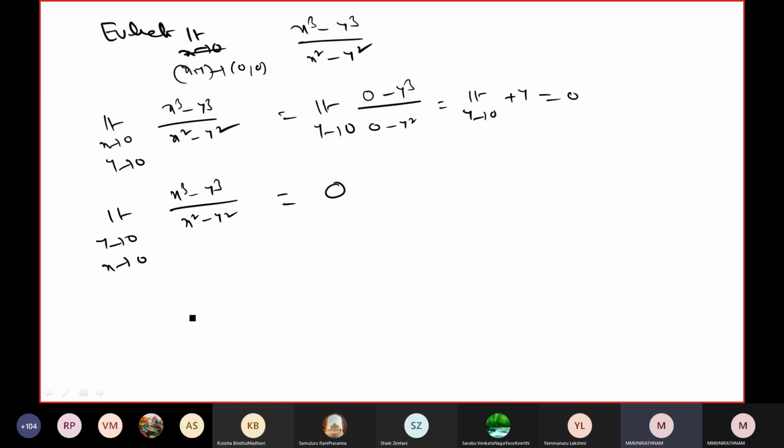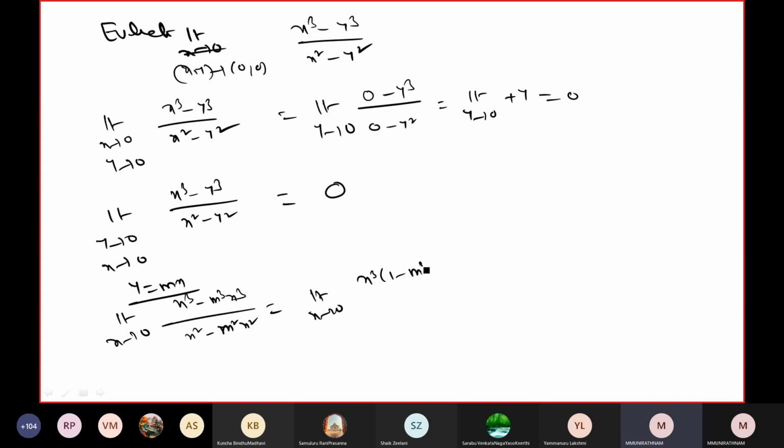Okay now. Now we go for y equal to mx. Limit x tends to 0 of x cube minus m cube x cube by x square minus m square x square. That is x cube into 1 minus m cube by x square into 1 minus m square. This is 0.